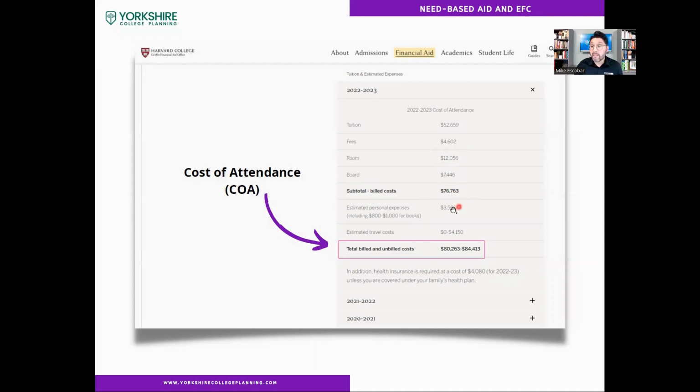$76,763. And then there's a $3,500 estimate for personal expenses, which we also then add to an estimate of travel costs, which can be anywhere from $0 to $4,100 in Harvard's opinion, giving us a grand sticker price total of $80,263 to as much as $84,413 for the academic year 2022 to 2023. All right, so that's how cost of attendance breaks down.